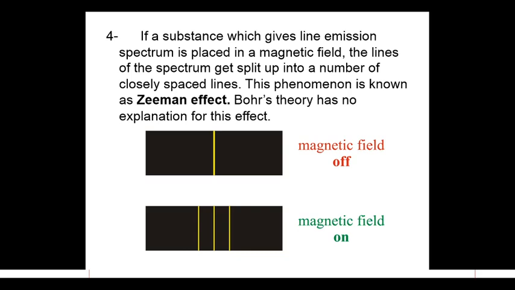I repeat, the splitting of spectral lines in the presence of a magnetic field is called the Zeeman effect. And Bohr failed to explain the Zeeman effect. That was the fourth drawback.